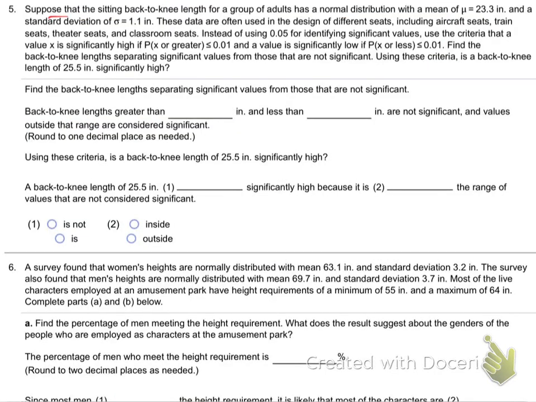Okay, number 5. Suppose that sitting back to knee length, like if somebody sits in a chair, they measure how far from their back to their knee when you're sitting down in a chair. For a group has a normal distribution with mean 23.3 inches and standard deviation 1.1. All right, so you got a group of people, their average, their mean, the length when they're sitting down from their back to their knees is a little over 23 inches, and the standard deviation, which is the average distance from the middle, telling you how spread out that data is, 1.1 inches.